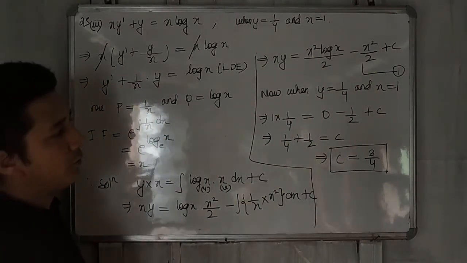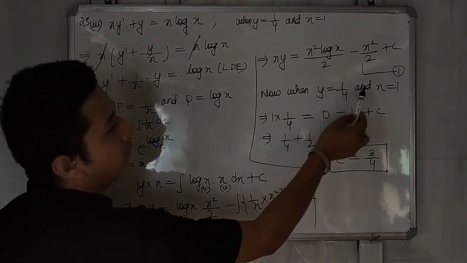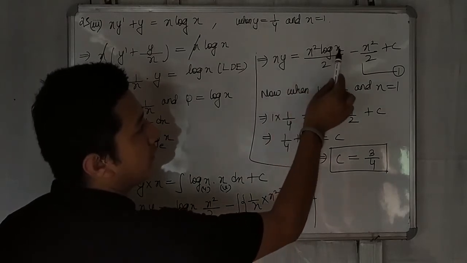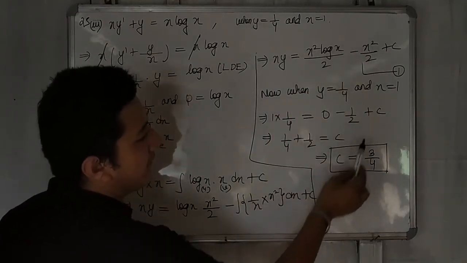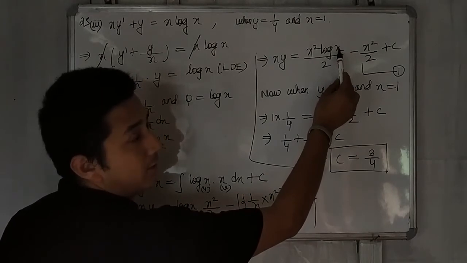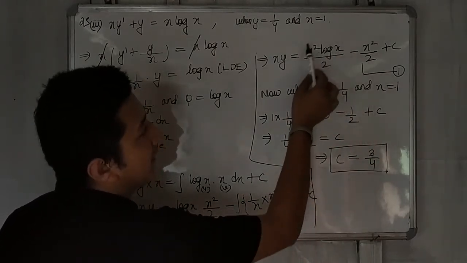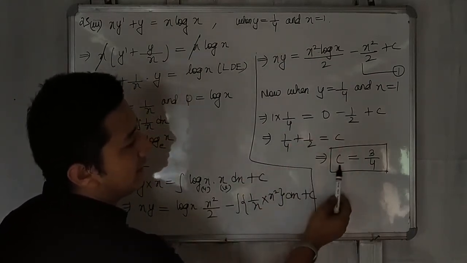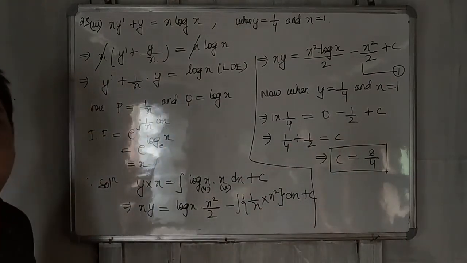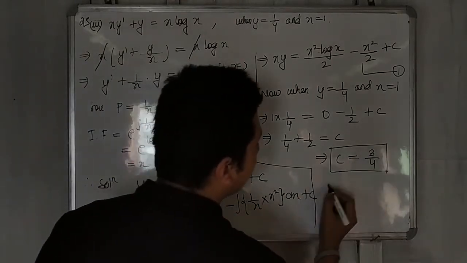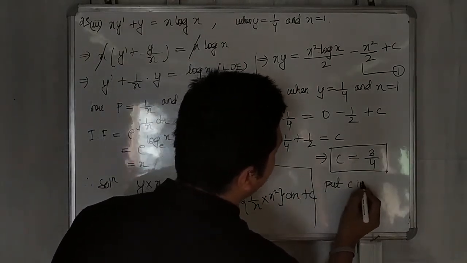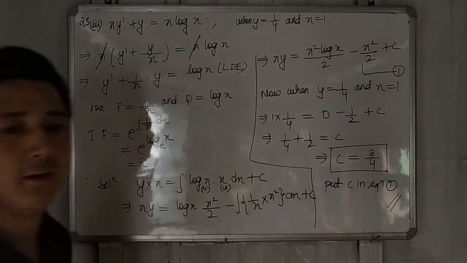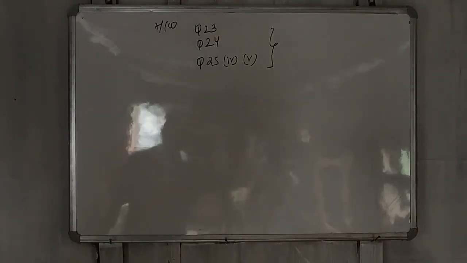And then finally what to do? Put the value for y equals to 1 by 4, x is equals to 1. Put the values of y equals to 1 by 4, x equals to 1 out here, and you'll get the value for c. Remember, x equals to 1, log 1 will be 0, so the entire thing is 0, and this is 1, so minus 1 by 2. Bring this side, you'll get c equals to 3 by 2. And then finally, please put the value for c back, put c in equation number 1, that will be your final answer. Okay, so pause the video and note it down.